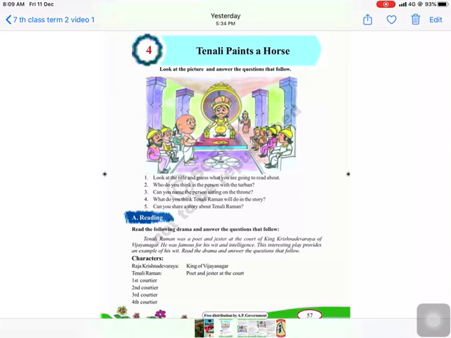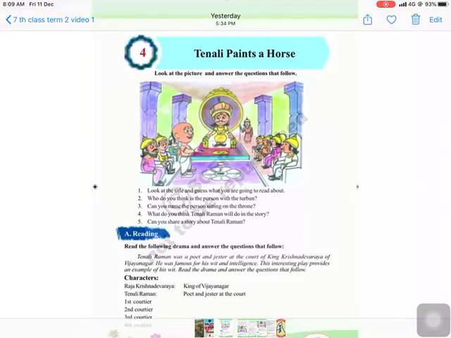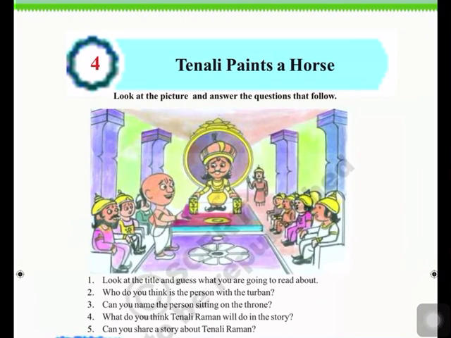We are going to start Unit 4, Reading A. The title of the lesson, Tenali Paints a Horse. Now we are going through the pre-reading session. By going through that, you will get an idea what the lesson is about. Look at the picture and answer the questions that follow.